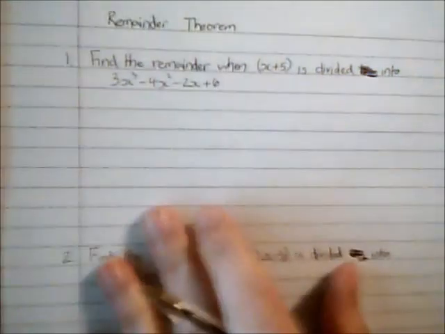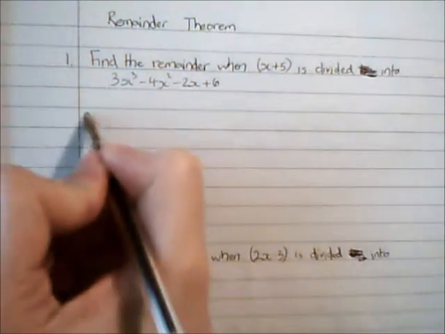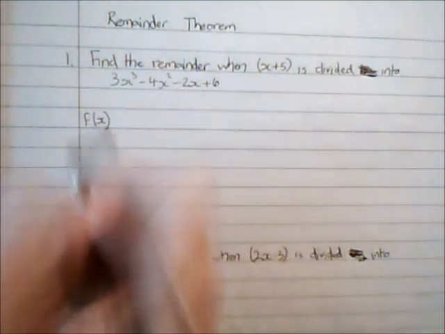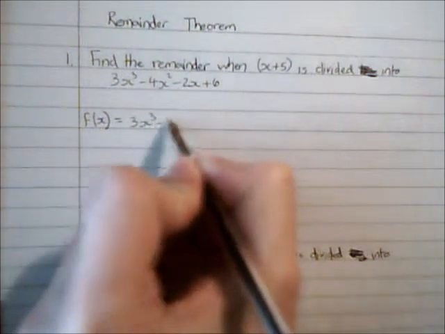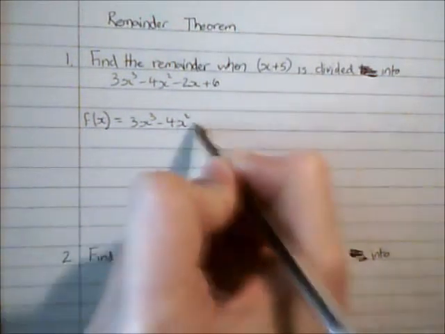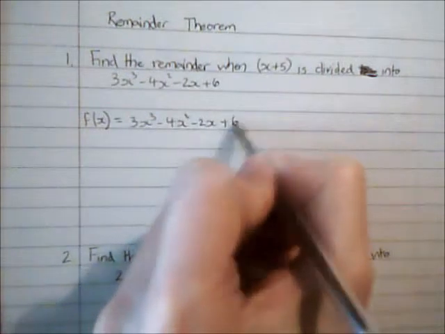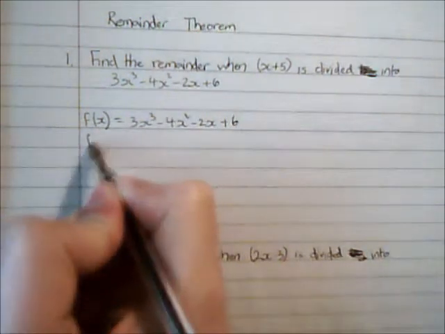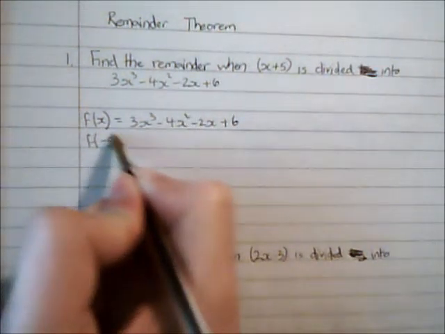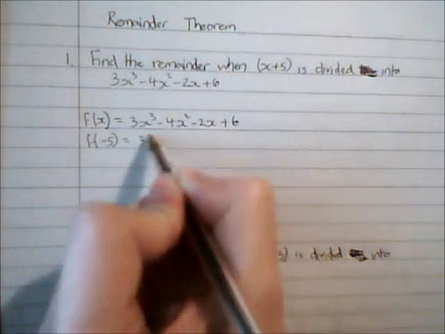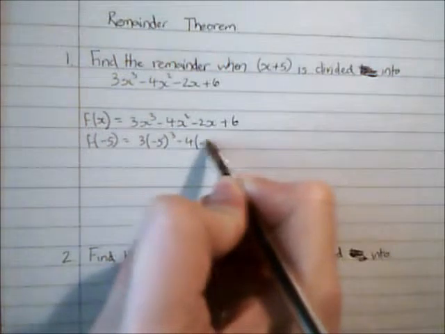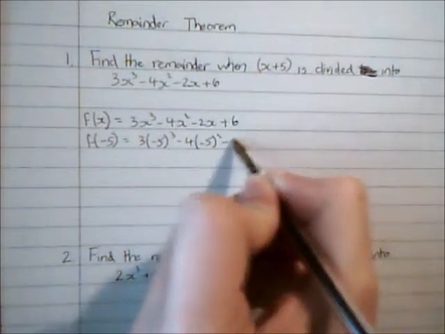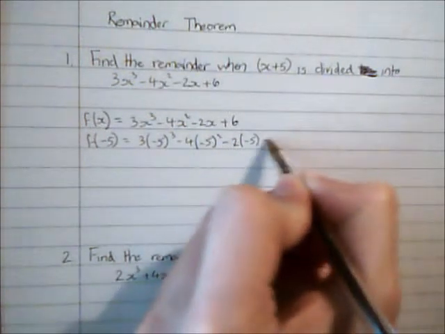So I'm going to write this as a function, so I'm going to say let f(x) be 3x cubed subtract 4x squared subtract 2x plus 6, and I'm going to evaluate here f of negative 5. So 3 lots of negative 5 cubed, subtract 4 lots of negative 5 squared, subtract 2 lots of negative 5, add 6.